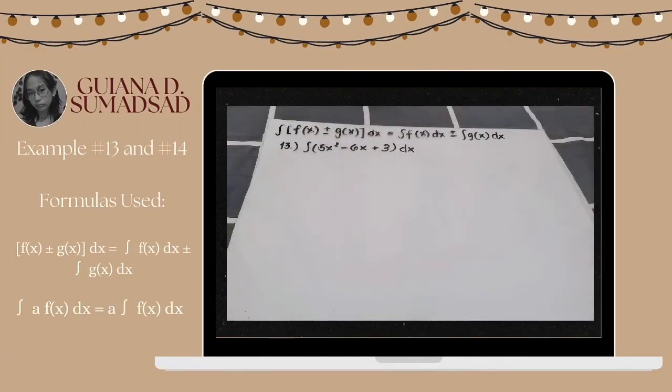Good day everyone, I'm Diana Simadsad and I am assigned for the numbers 13 to 14. So this is the rule used for functions that are polynomial or with 2 or more terms. Just like on the number 13, the given is integral of 5x squared minus 6x plus 3 dx. So let us solve the given problem.